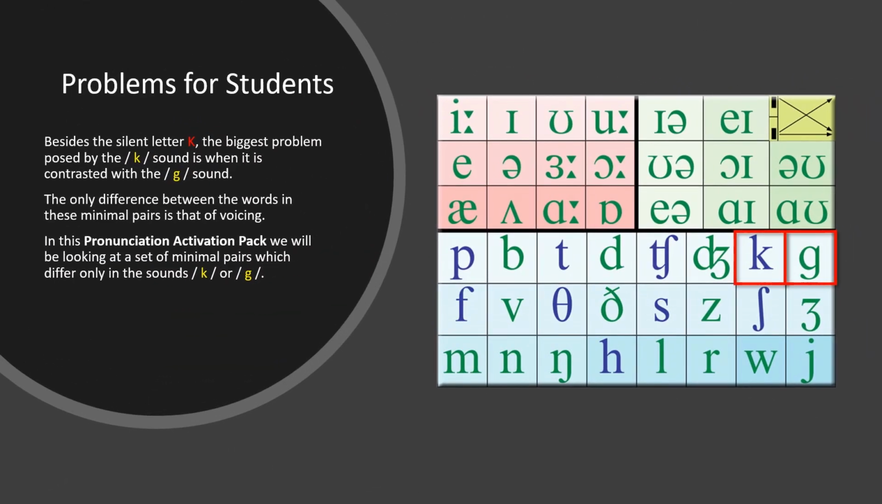Problems for students. Besides the silent letter K, the biggest problem posed by the k sound is when it's contrasted with the g sound. The only difference between the words in these minimal pairs is that of voicing. In this pronunciation activation pack, we'll be looking at a set of minimal pairs which differ only in the sounds k or g.